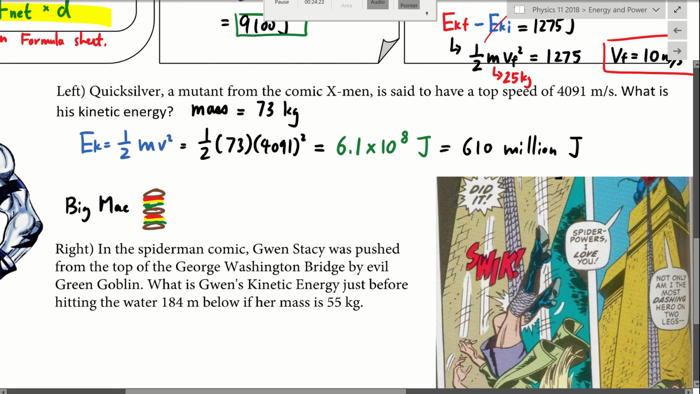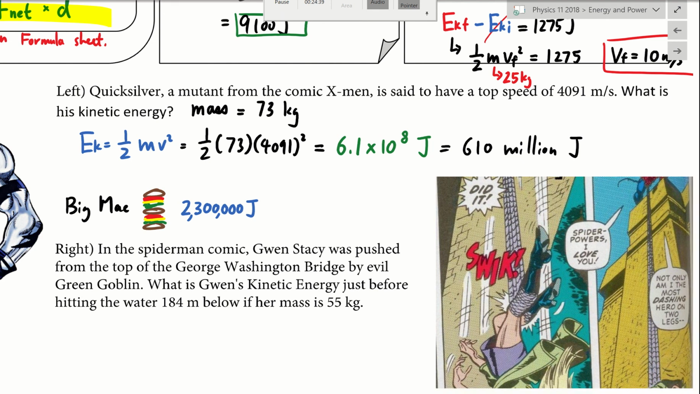One Big Mac has 2.3 million joules of energy. One Big Mac, okay? I told everyone that the joule is a very small unit, right? Yeah. One Big Mac has 2.3 million joules of energy. Now, how do we find out?